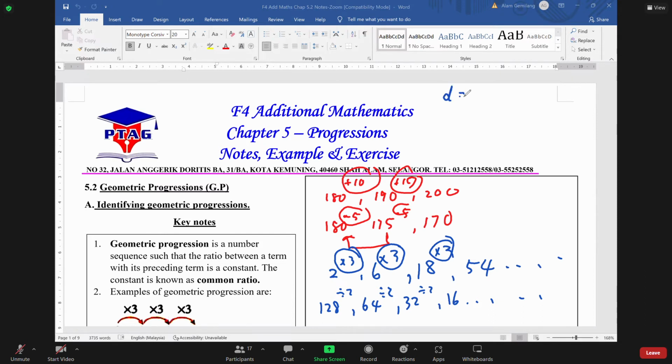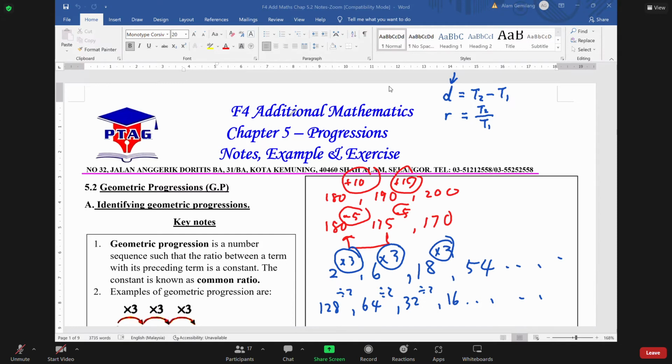For common difference, we use T2 minus T1, and we use d. For common ratio, we use r. So the common ratio is T2 divided by T1. A fraction is actually a ratio. You studied before, right? What is a ratio? A ratio we can write in terms of a fraction. So that's why it's T2 divided by T1.